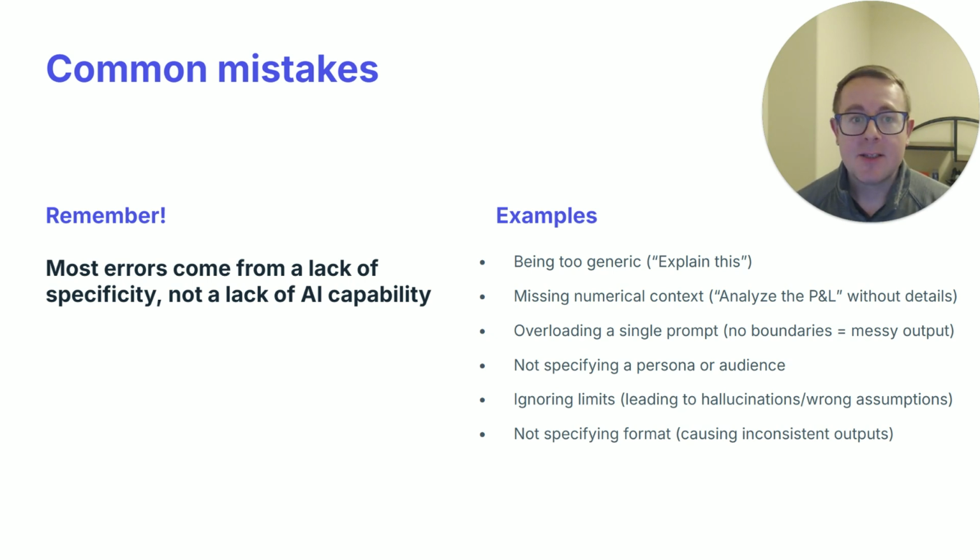Now, especially in finance and treasury, if you're not providing that numerical context, such as "analyze this profit and loss," you're going to force the model to assume what the scale is, the time period, and what the priorities are for that financial data. You're going to get vague insights instead of data-driven conclusions. Numbers ultimately anchor reasoning and improve the accuracy of the outputs you're going to get from the model.